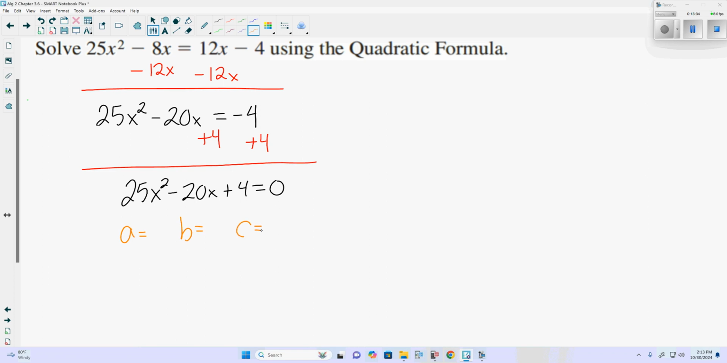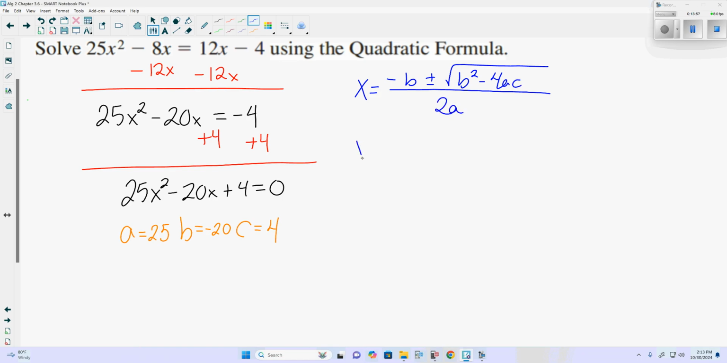What's the value of a? 25. Value of b? Negative 20, and c is 4. Negative b plus or minus the square root of b squared minus 4ac all over 2a.